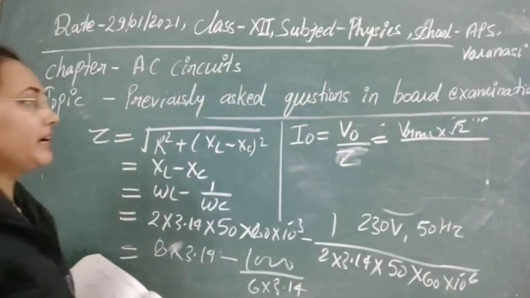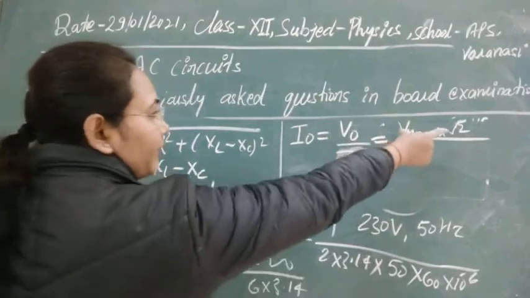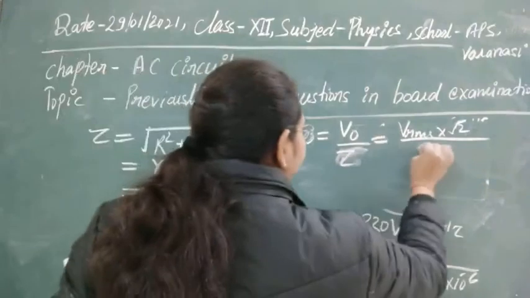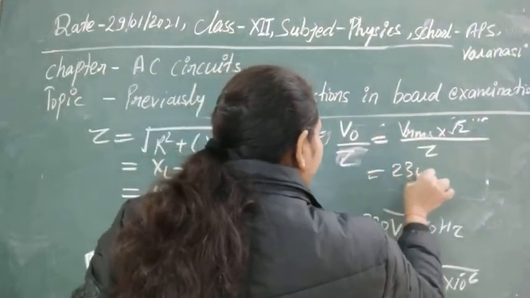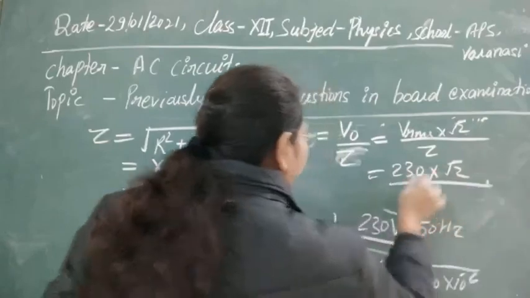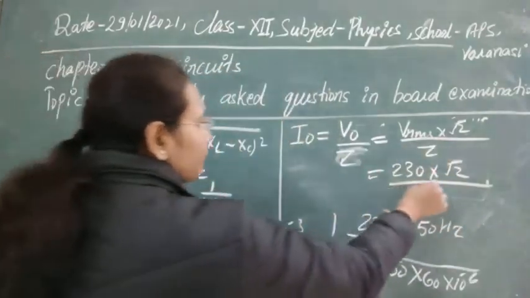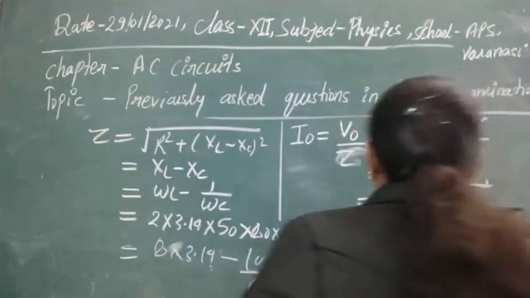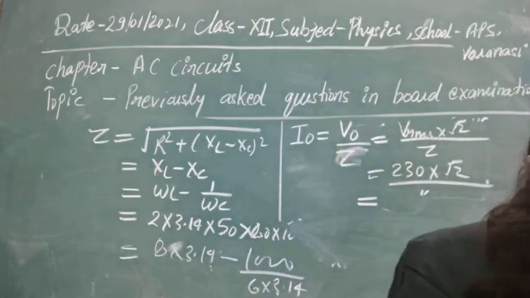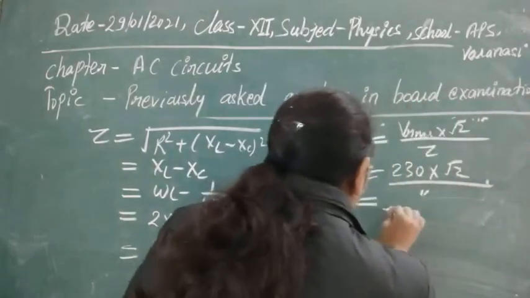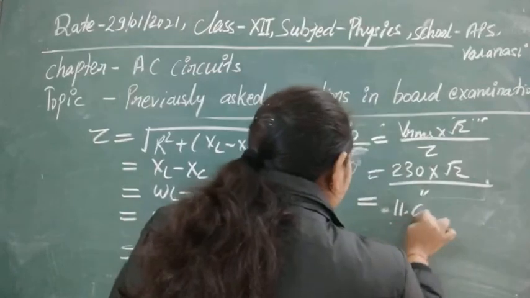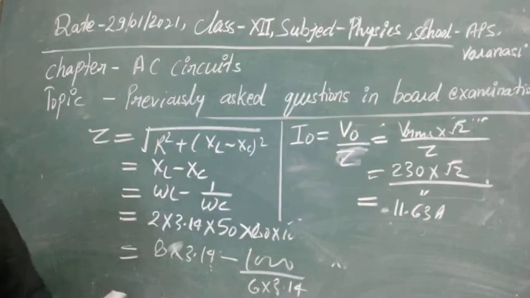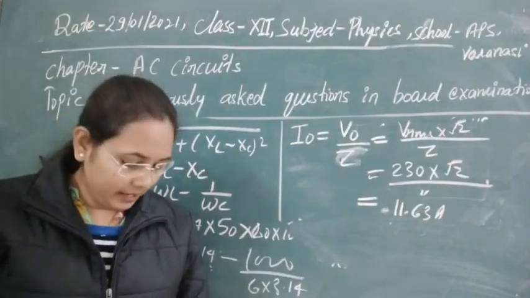As Vrms is given by V0 by root 2, you can find it out easily, and Vrms in the circuit we have is 230 volt upon Z. So the value of Vrms is 230 volt divided by root 2, and this value of Z you can find out from here. After solving, we can find the current amplitude in the case that is given to us. That current amplitude comes out to be 11.63 ampere.